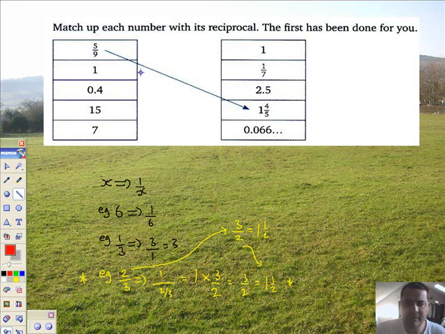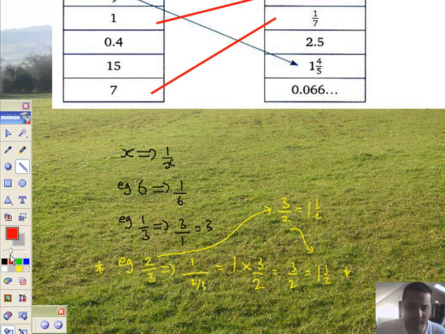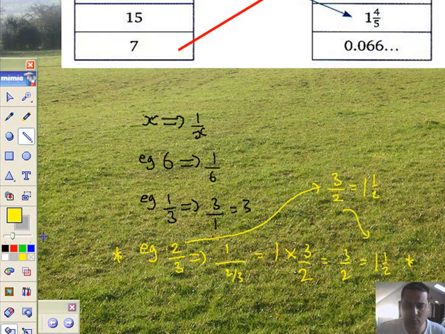Right, well, if I flip 1 upside down, 1 divided by 1 is 1, you can stay there. If I flip a 7 upside down, you get a 7th. Now what about these more tricky ones over here? Let's do this 0.4 and we'll work up here. So I've got 0.4. What does that mean?